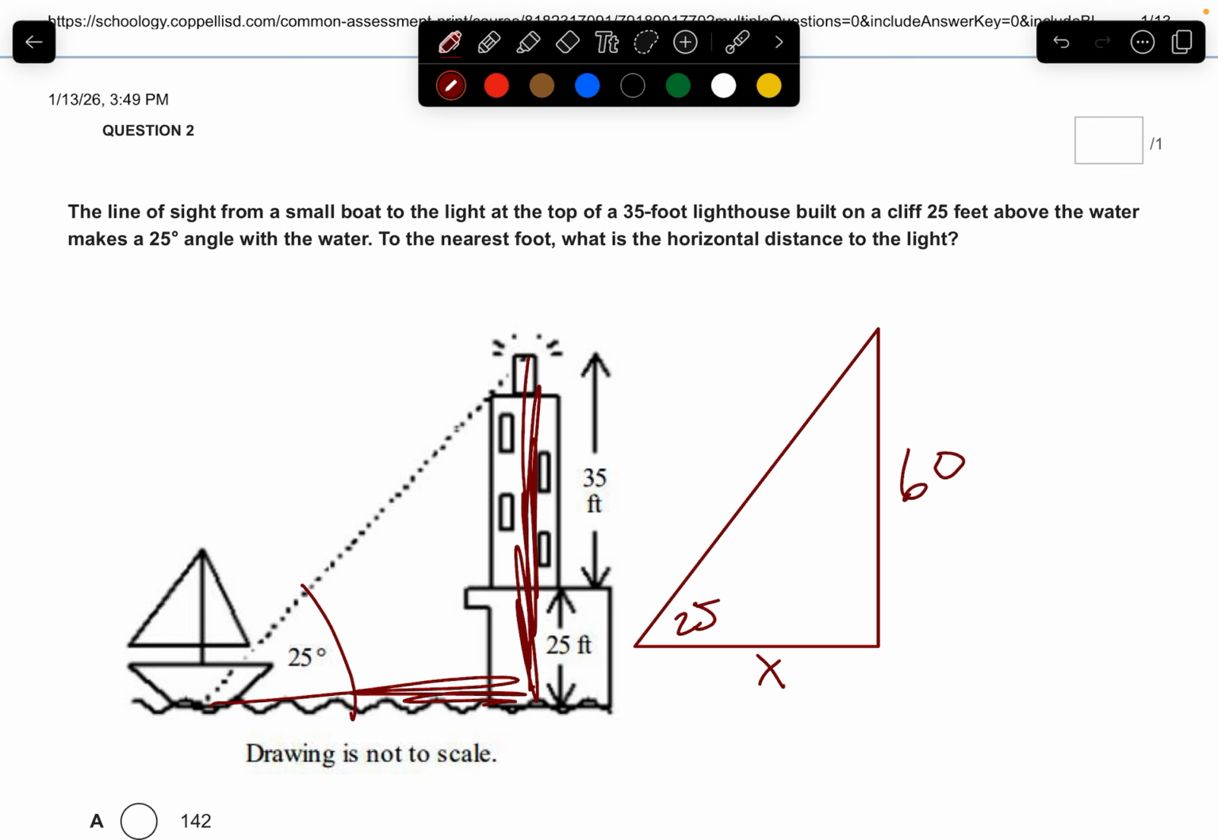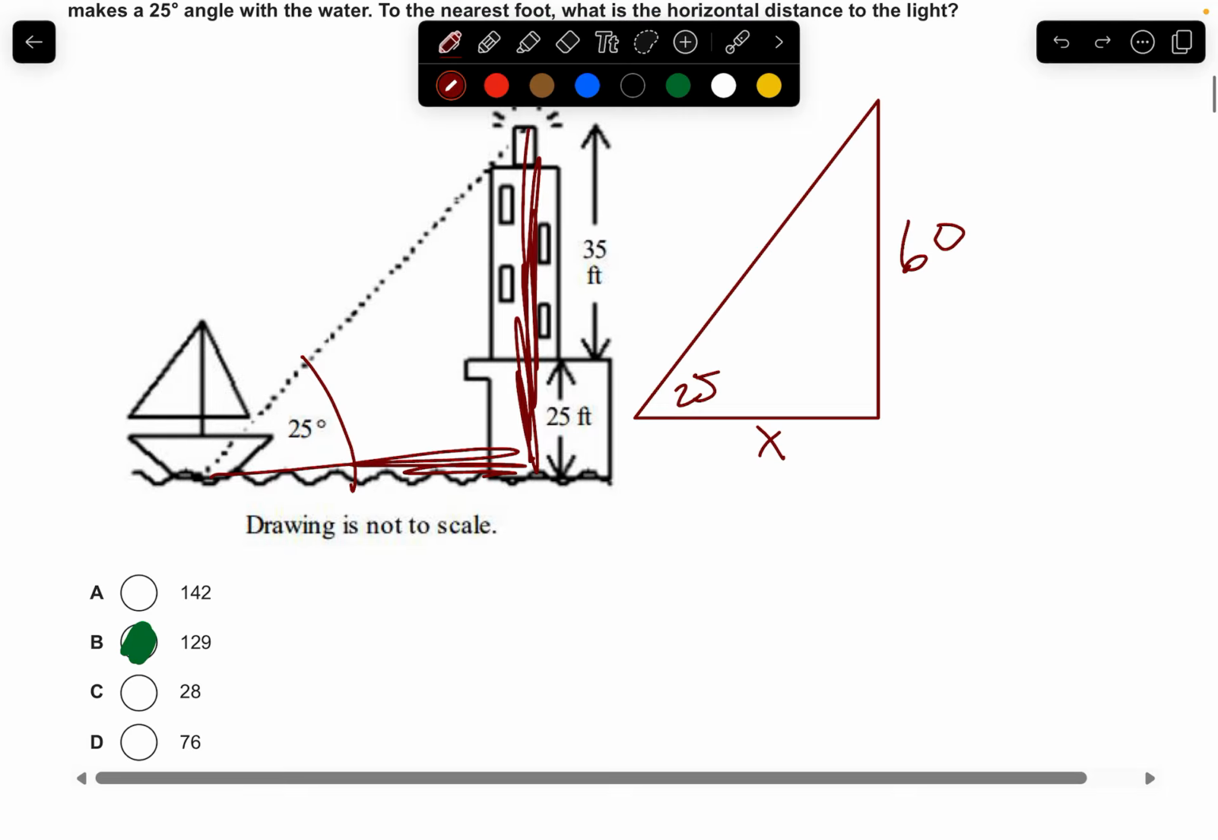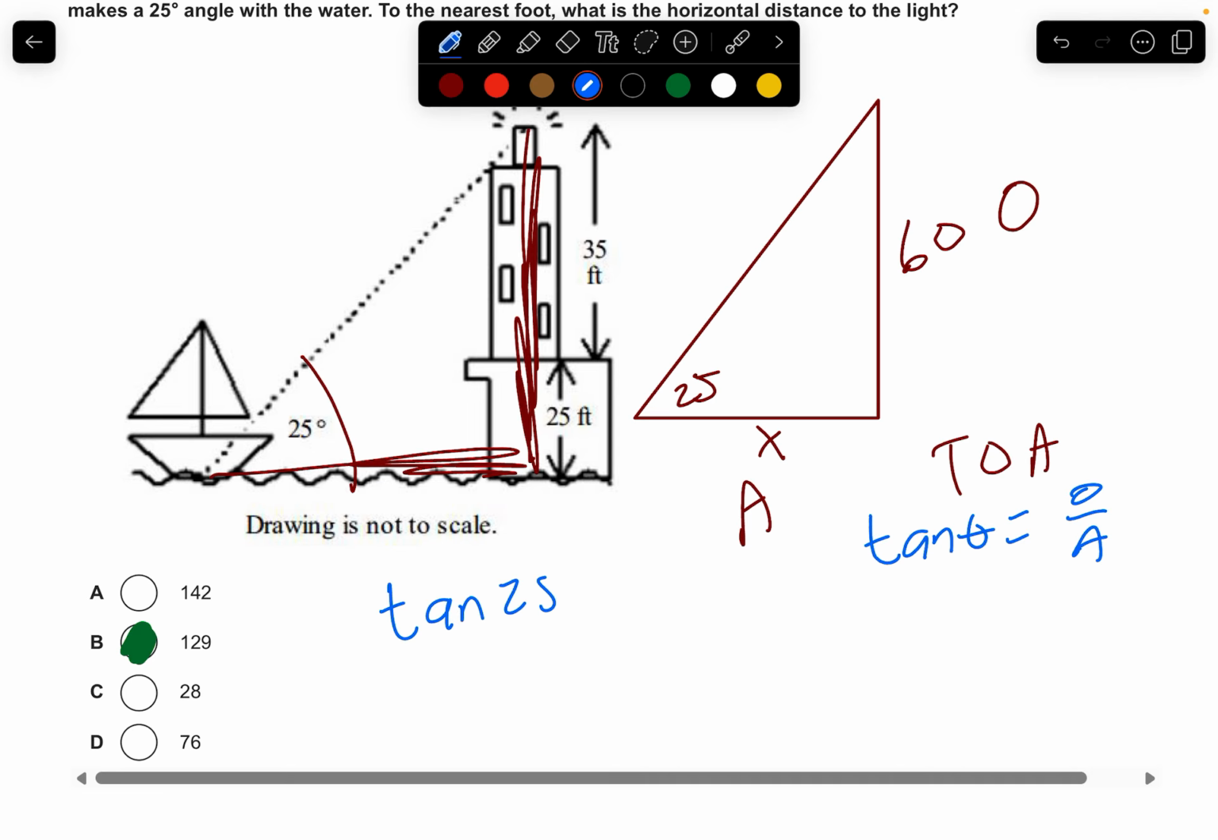Horizontal distance, that's the horizontal distance to the light. That has to be a horizontal number. This is actual distance, this is height, this is horizontal distance. So this is our triangle. So this is going to be opposite, adjacent, that's the TOA part of SOHCAHTOA. So that's the tangent of theta equals opposite over adjacent. For this question, it's going to be the tangent of 25 equals 60 over x. How did I get 60? I added the lighthouse plus the cliff to get the total height, 60.